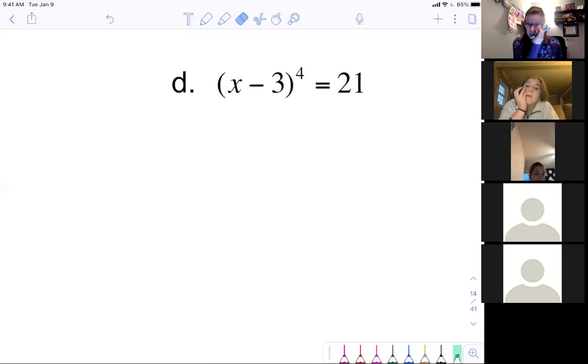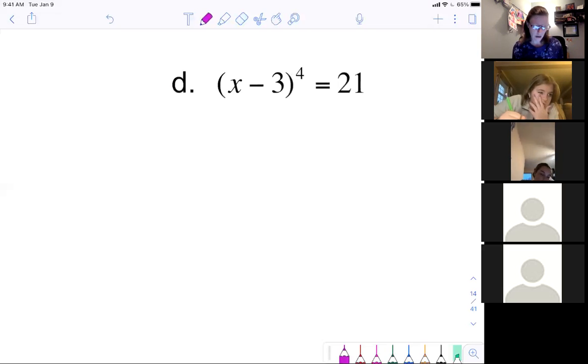So let's look at letter D yet. We have the quantity x minus 3 to the 4th equals 21. Brooke, what do you think you would do to solve this problem? X minus 3 quantity to the 4th equals 21. You would do the cube root of both sides.